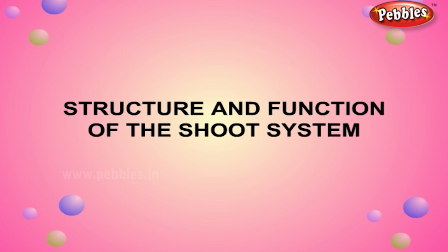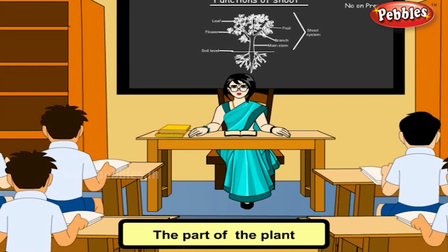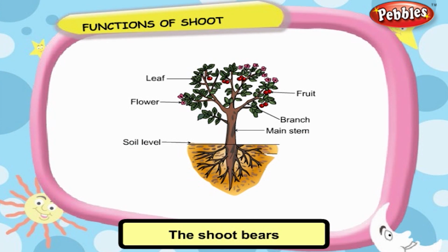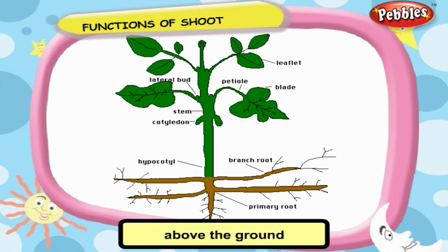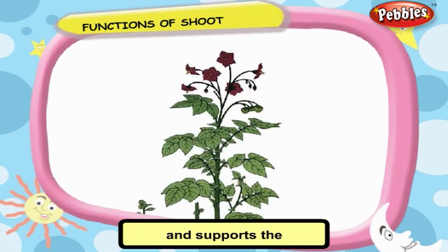Structure and function of the shoot system. The part of the plant above the ground is called the shoot. The shoot bears stem, branches, leaves, flowers, and fruits. The stem grows above the ground. It holds the plant upright and supports the branches, leaves, flowers, and fruits.